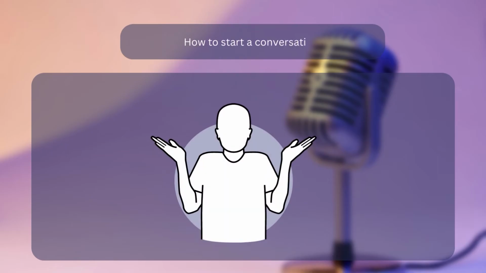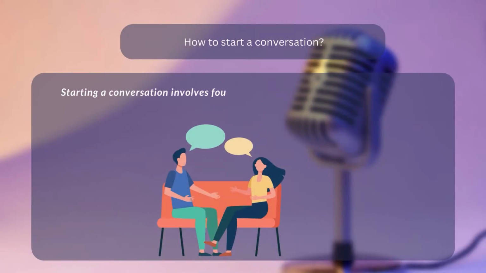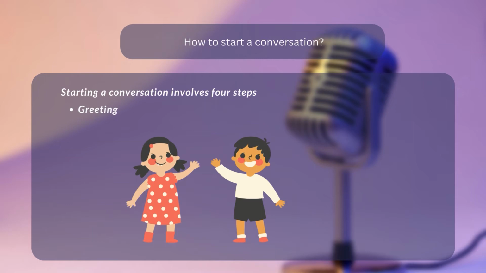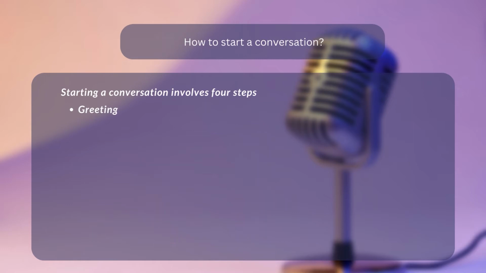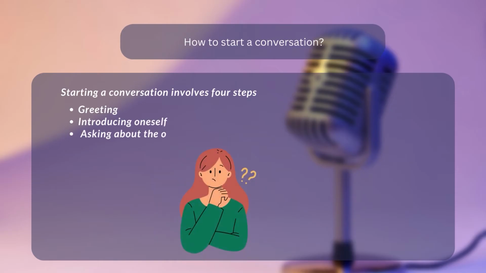Now we have looked at the etiquettes. Let's look at how to start a conversation. When we are talking to a person in front of us and we begin the conversation, let's look at how we start it. Starting a conversation involves 4 steps. 1, greeting, that we greet each other. The second, introducing oneself, that we always introduce ourselves when we start a conversation, and asking about the other person's well-being.